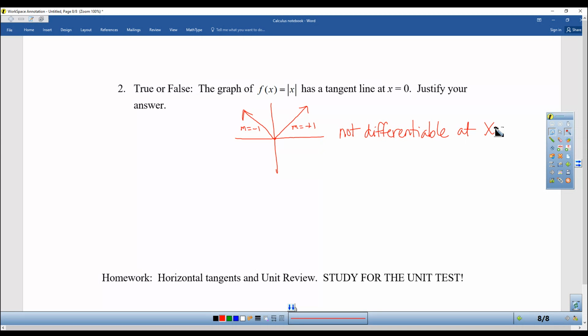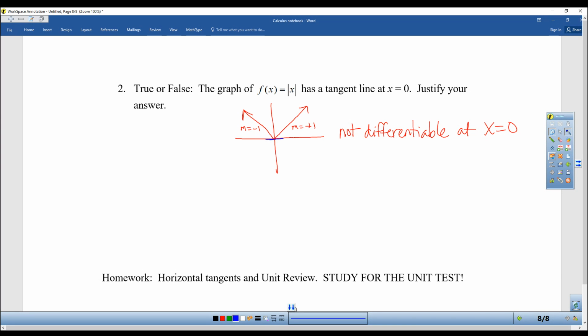You might be saying, oh, but there's definitely a tangent line there. I mean, if you just wanted to just barely touch the curve, you could do it, and it has a tangent line. But unfortunately, that's not the definition of a derivative.